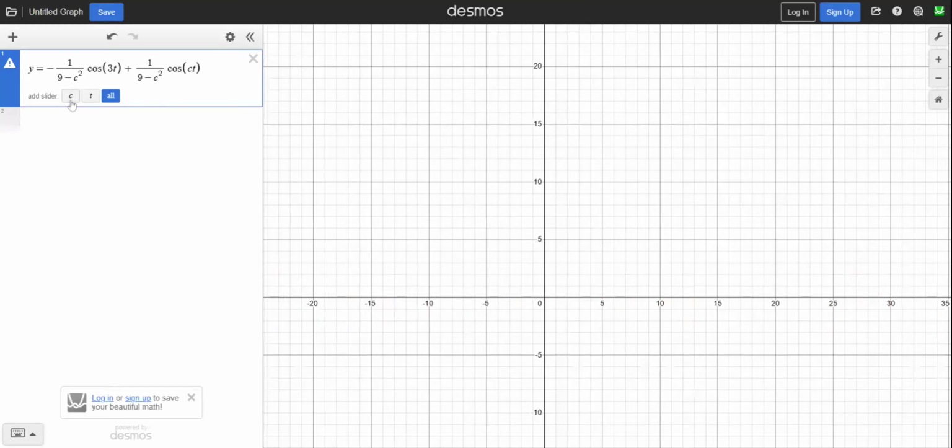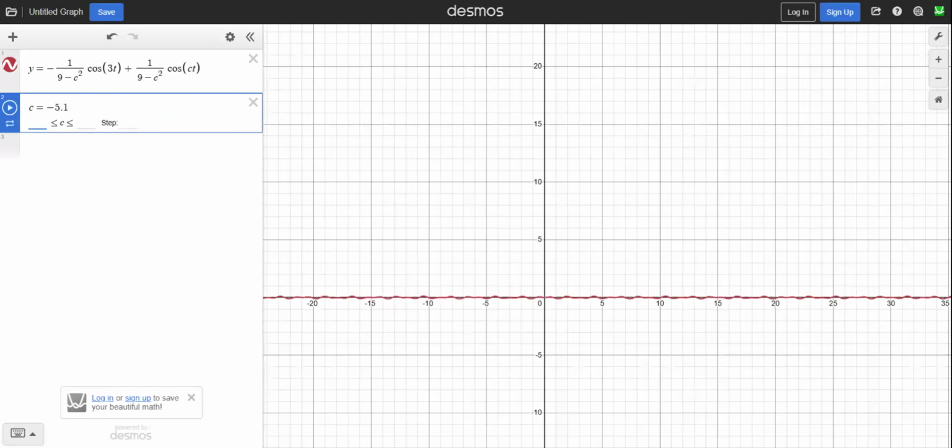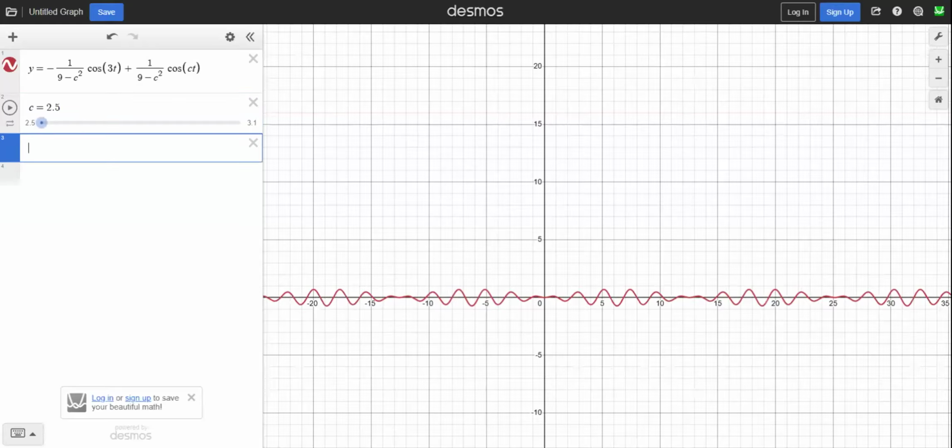Okay, so I'll add a slider here. Now this slider, I want to run it from, can I change the settings on it? I want to go right around 3. So let's say 2.5 maybe to 3.1. See what happens. Because here's the slider. Okay.